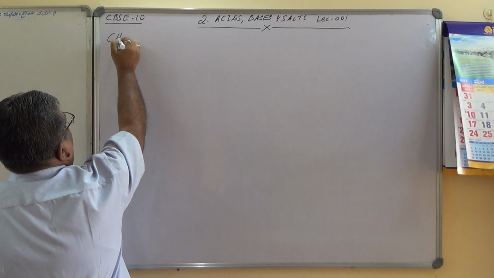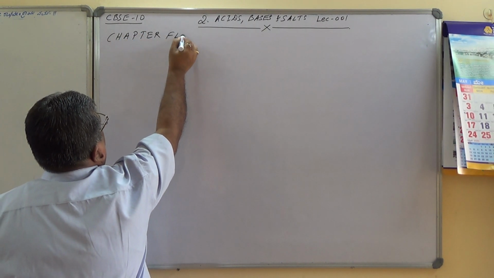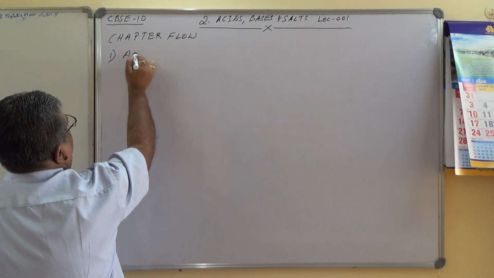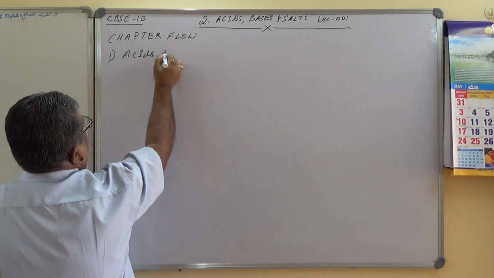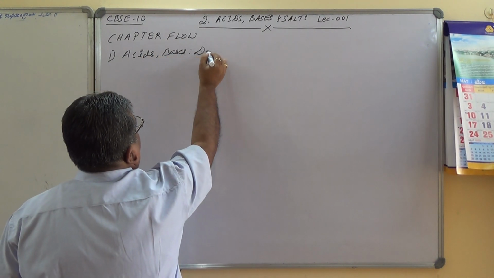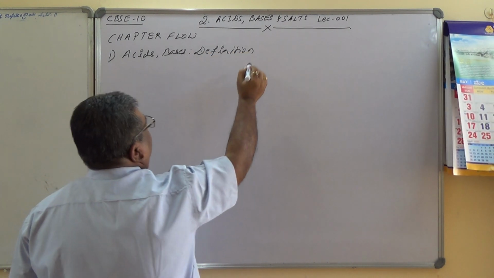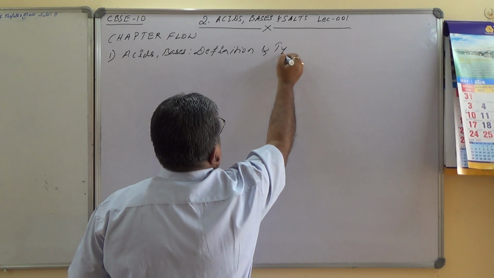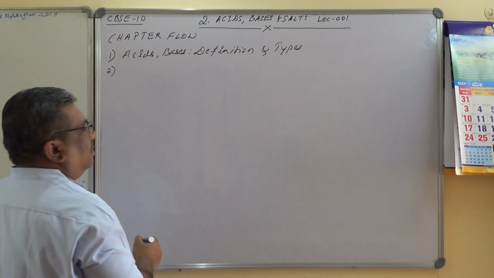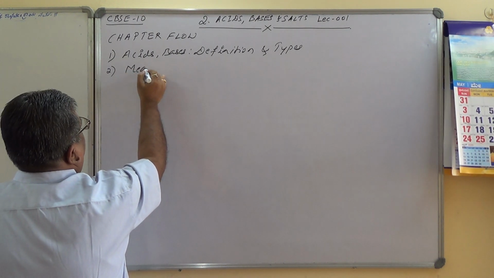Chapter flow. First one: acids and bases, their definition and types. Second one: measurement of strength of acids and bases.